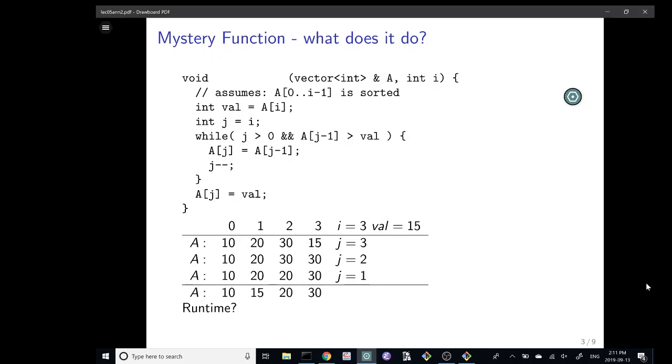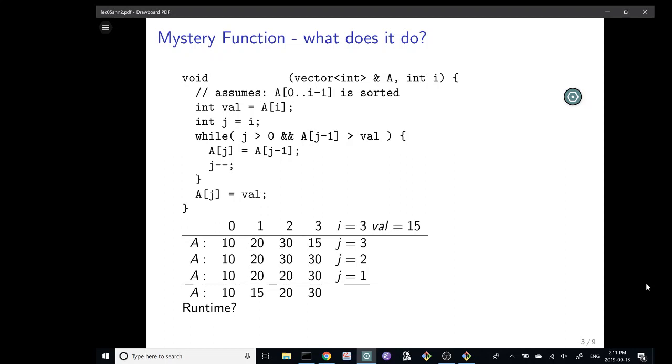It's assuming that A0 through A minus 1 is sorted. It's taking in some index I. It's pulling a value out of A at A sub I. But now it's doing something different from the last mystery function that we looked at. Remember, the last one was the one that was eventually named findmin. It was using selection sort.